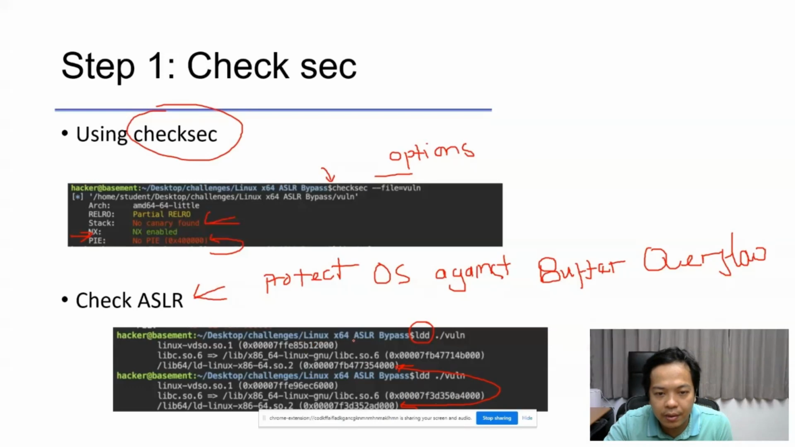That means ASLR is turned off, so you can exploit. Yeah. If the addresses are different, that means it is turned on and you cannot exploit.